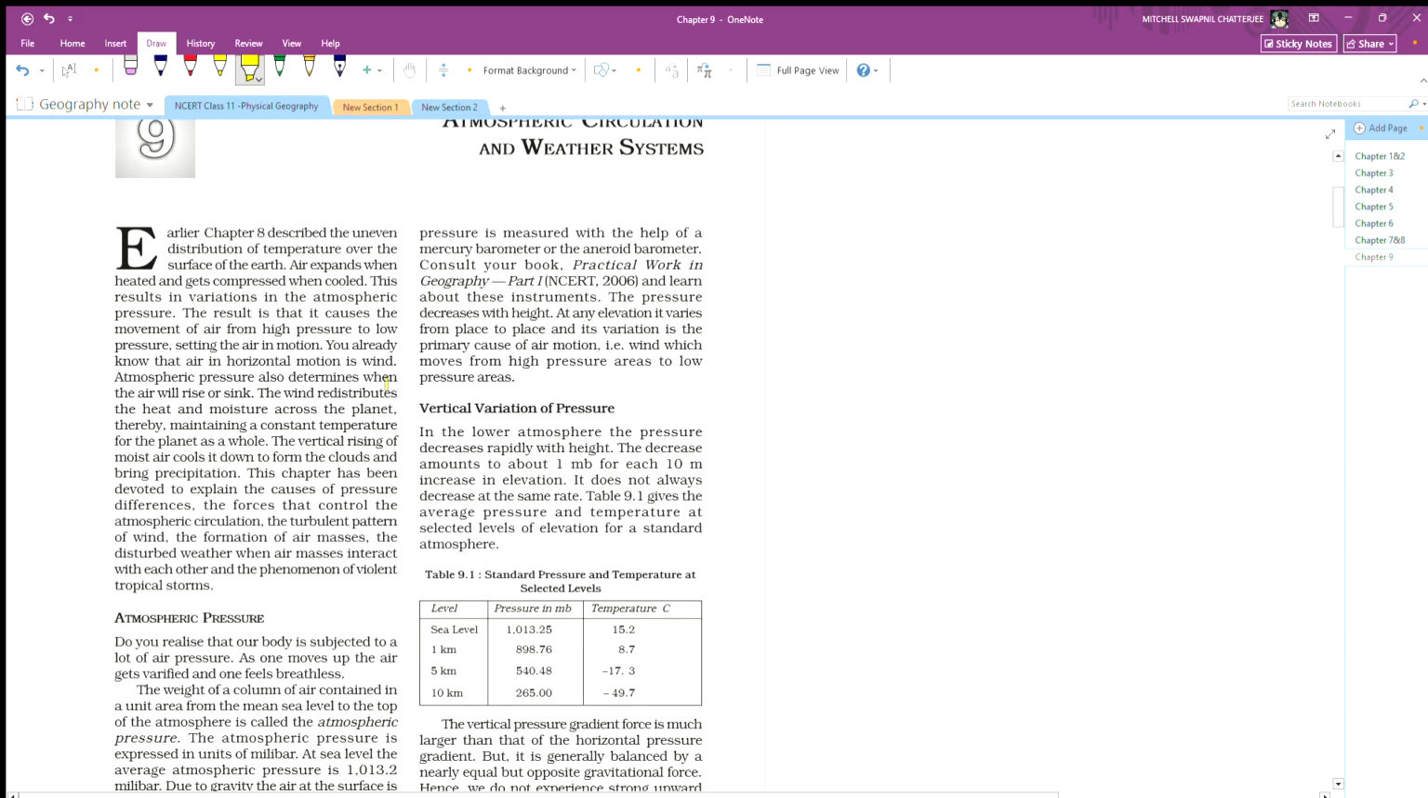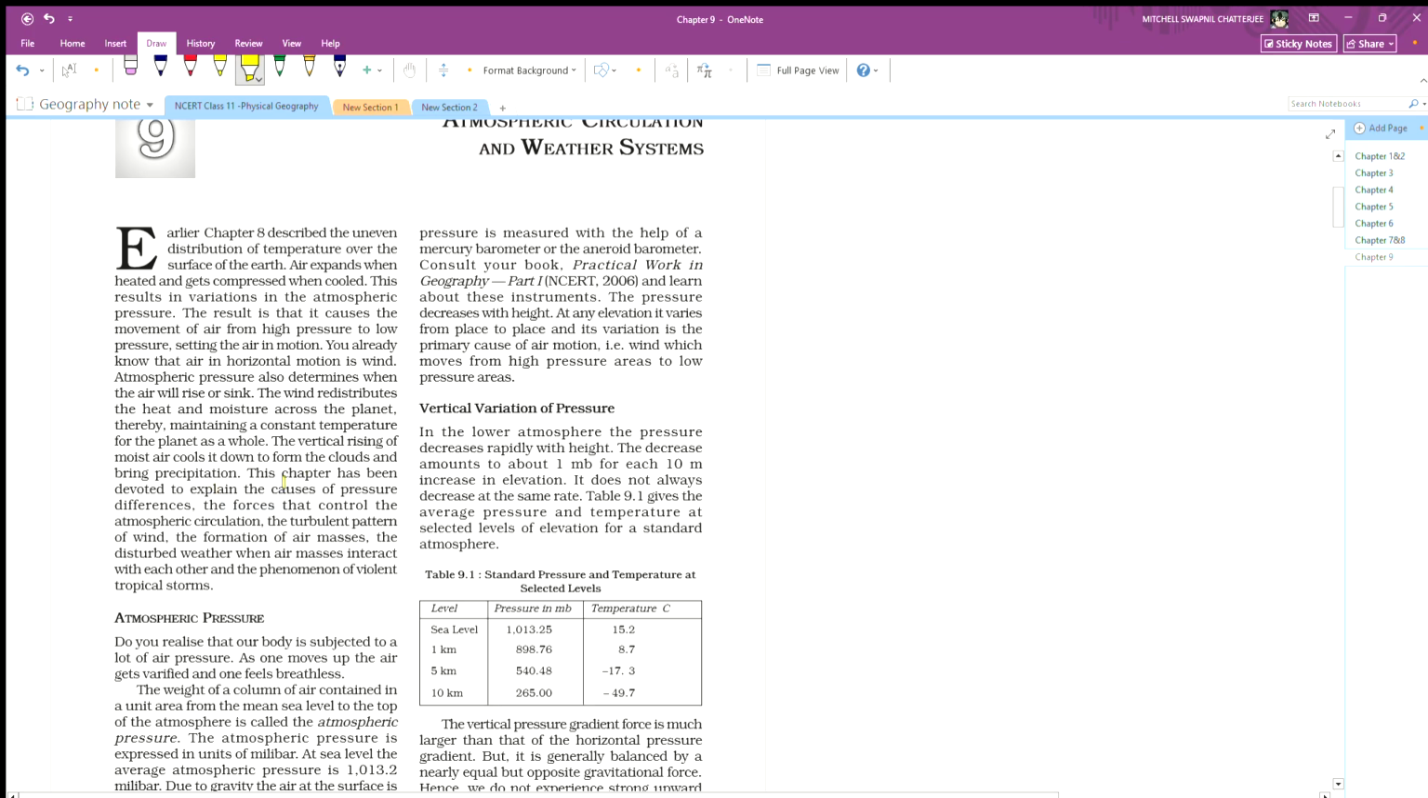The wind redistributes the heat across the planet, thereby maintaining a constant temperature for the planet as a whole. The vertical rising of moist air cools it down to form clouds and bring precipitation.